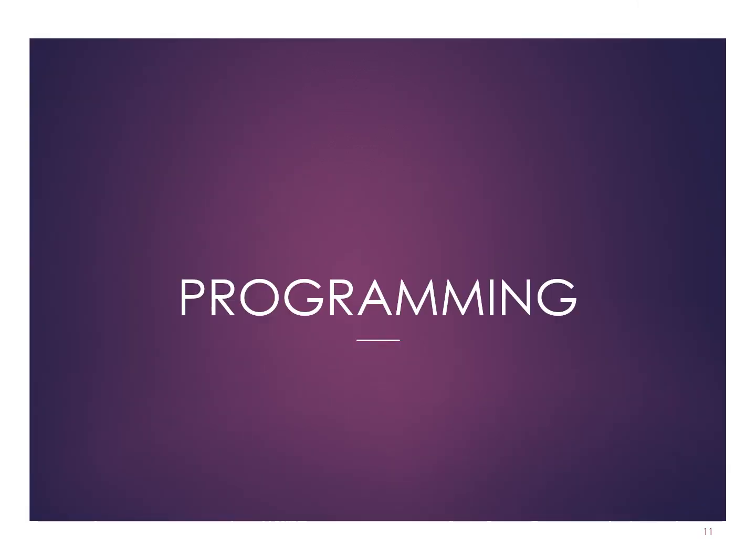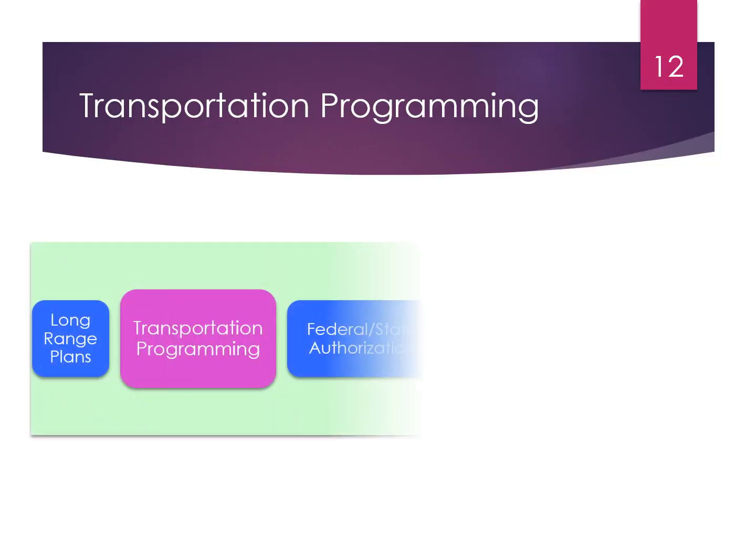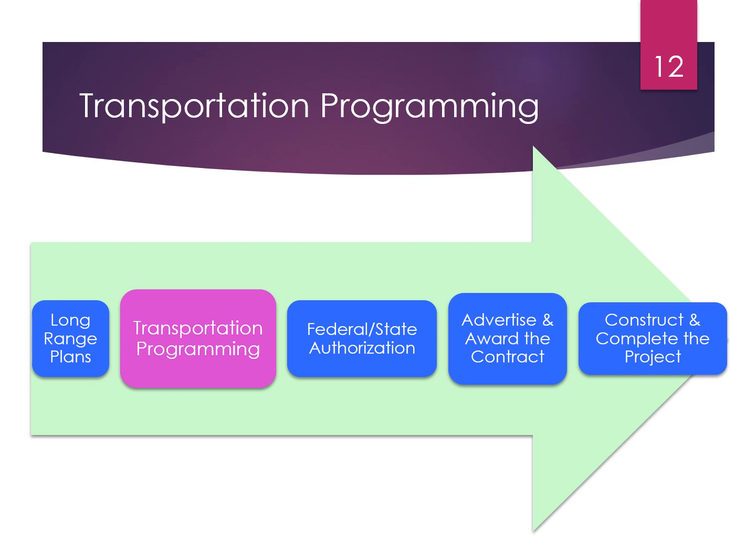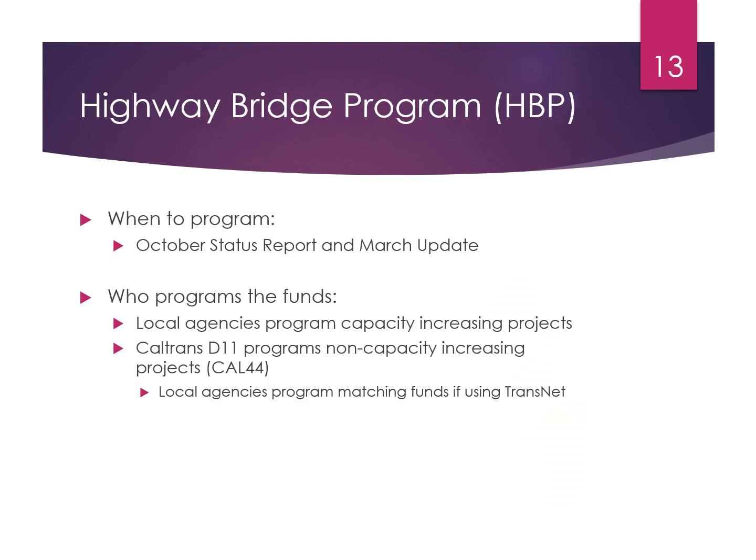Once the local agency has secured funding via one of the federal or state programs, the next step is to program the funds. This simplified flowchart illustrates where in the project phase transportation programming occurs. Caltrans Local Assistance begins working with the local agencies at the transportation programming phase and will assist in the subsequent phases.